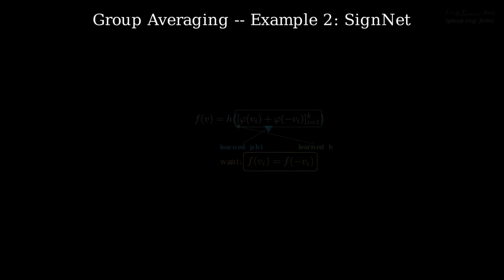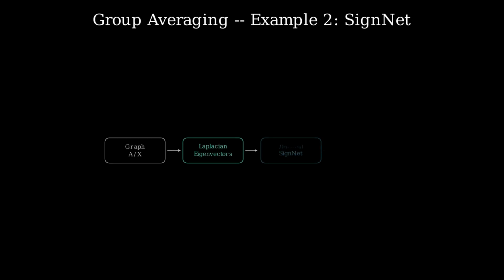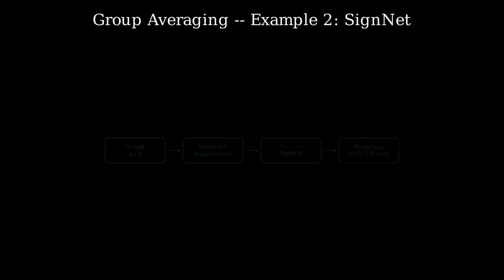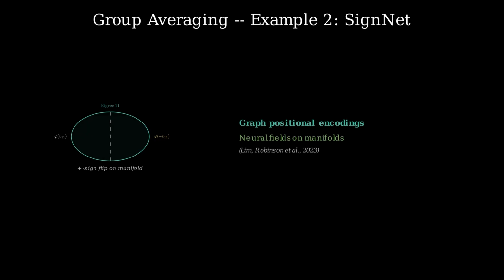In practice, a graph comes with adjacency, node features, and Laplacian eigenvectors. SignNet processes the eigenvectors with the phi sum construction, then feeds the result into any prediction model, a GNN or transformer, for downstream tasks. SignNet extends beyond graphs to neural fields on manifolds, where eigenvectors of the Laplace-Beltrami operator define shape features. The sign invariant processing makes representations consistent across arbitrary eigendecompositions.